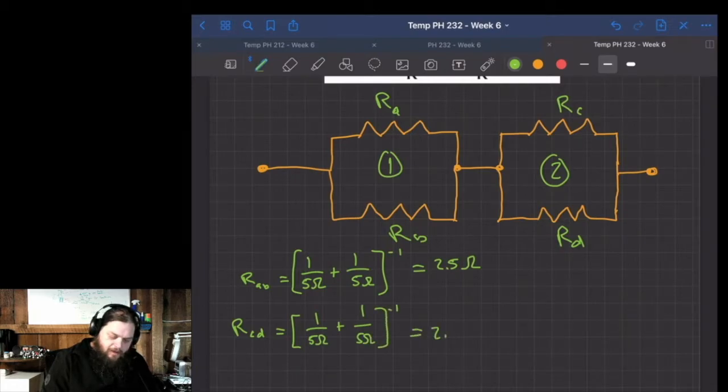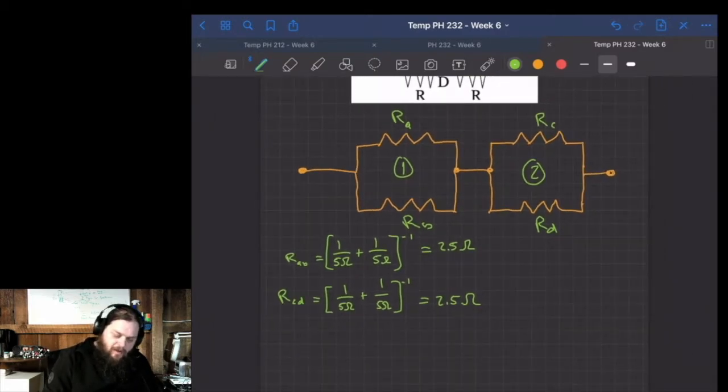So we know that's going to equal 2.5 ohms. Now the total resistance will be these two resistor values added together. So 2.5 ohms plus 2.5 ohms, which is just equal to 5 ohms.